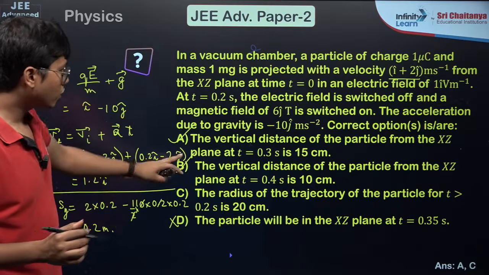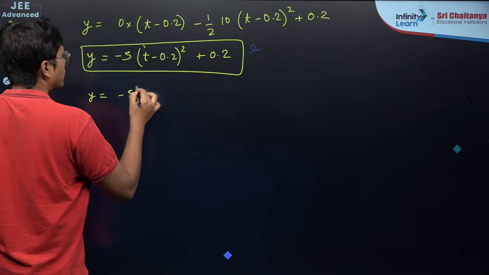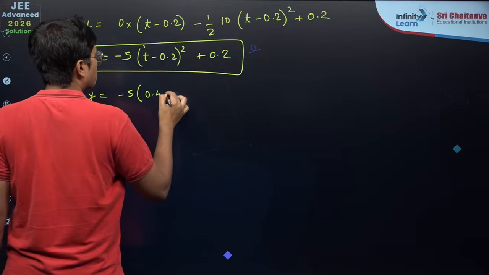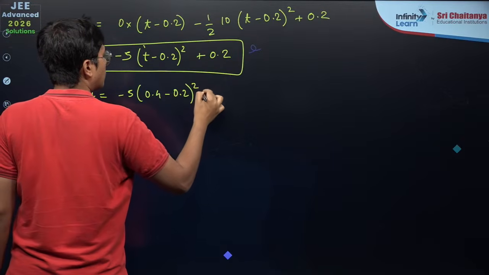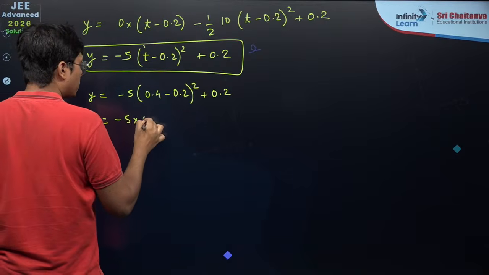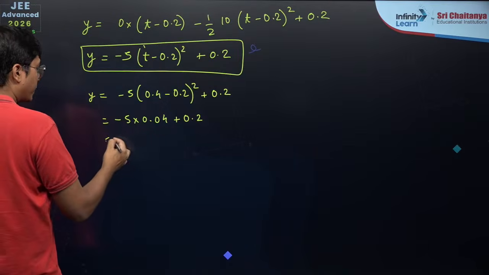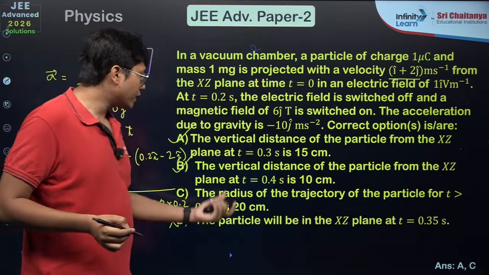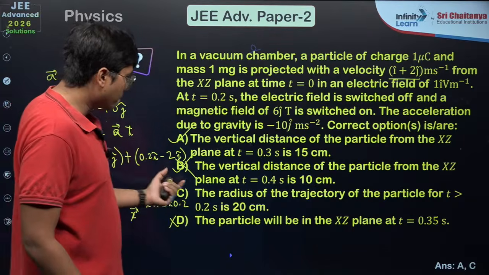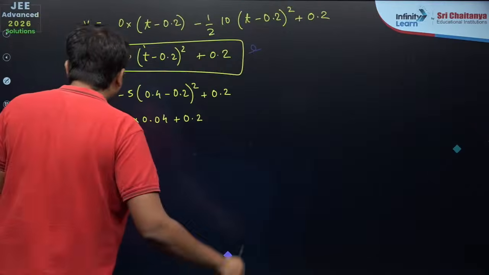Okay. Oh, is option B also incorrect? Let me quickly check. My t is basically 0.4, right? This makes it 0.2 whole square, which is minus 4 into 0.04 plus 0.2. Oh, right. This will just cancel out. It will become 0. In fact, 0.4 seconds is literally option D. So option B is also incorrect. Option D is also incorrect. Let's look at C. Radius of the trajectory. So radius of the trajectory is controlled by the magnetic field.